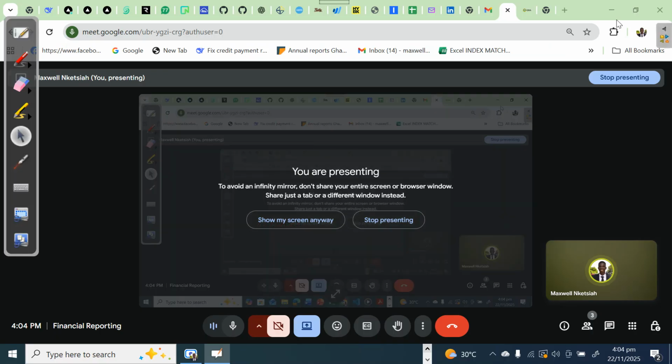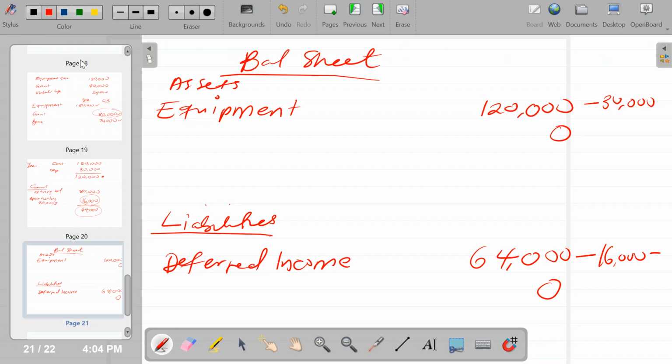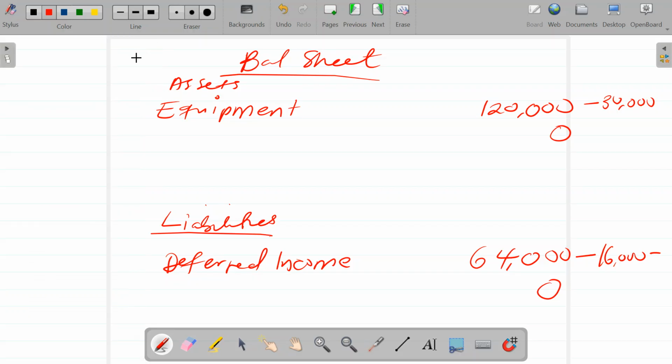Government grant is very popular. It always comes in ICA and financial reporting. So you must understand it. It is always examined.